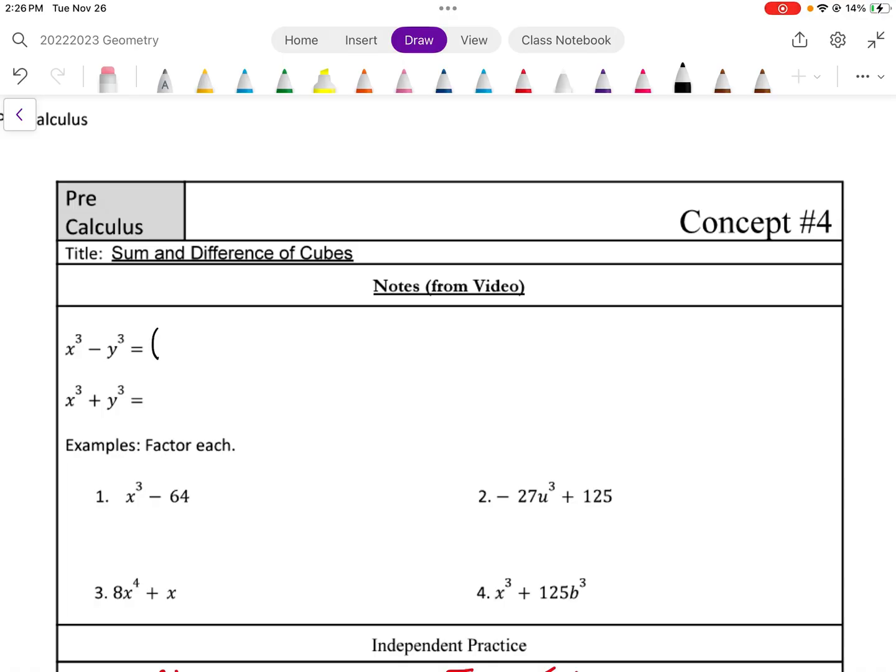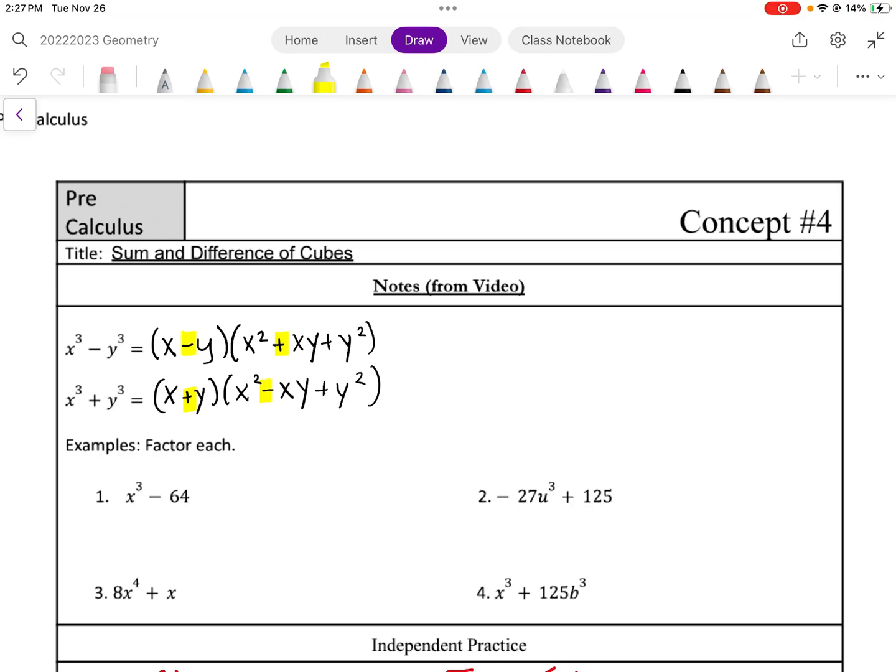You are going to take x minus y, that's your first factor, and then your second factor is going to be x squared plus x times y, plus y squared. x minus y times x squared plus xy plus y squared. And I always remember this as these two signs are opposite. So if we're doing a sum of cubes, those two signs that I highlighted, they kind of flip. So for a sum of cubes, I would start off with x plus y, and then x squared minus xy plus y squared. So again, those signs right here and here are opposites.